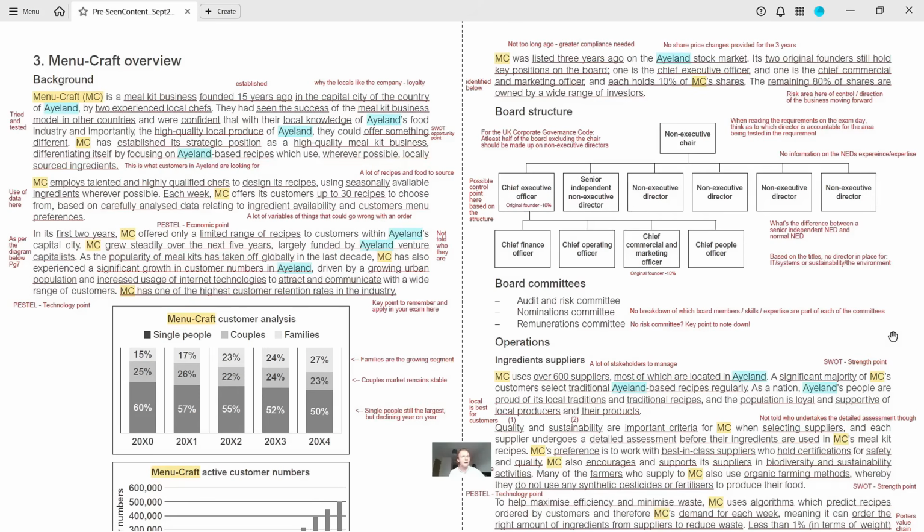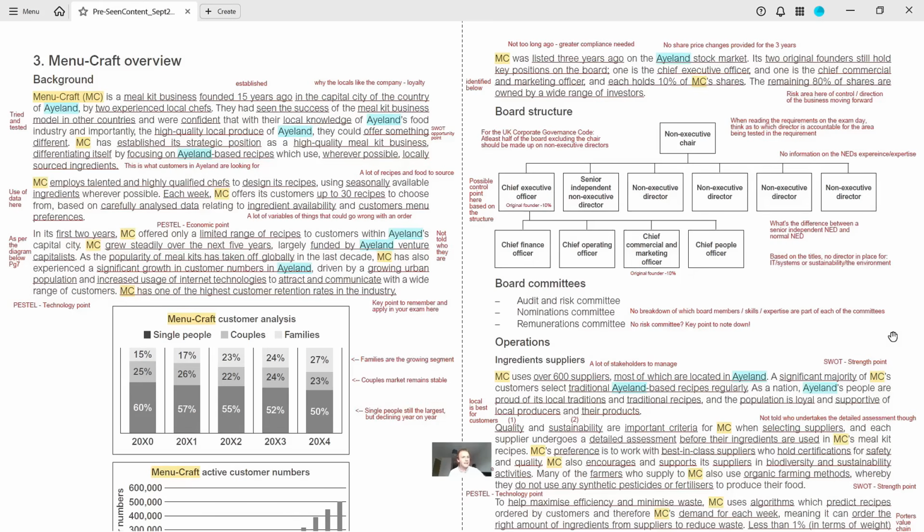But I'd be thinking there are a lot of recipes and a lot of food to source, and things could go wrong if orders were not treated correctly. So again, that could be a sort of weakness in a SWOT analysis, that they're trying to offer all these recipes, but then hang on a second, how are they going to logistically do it?